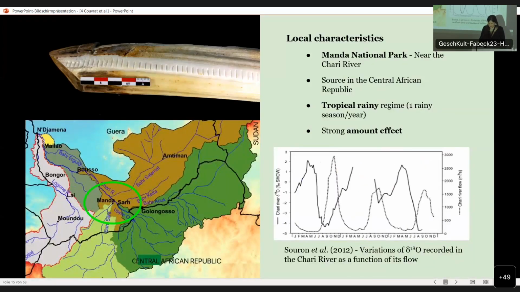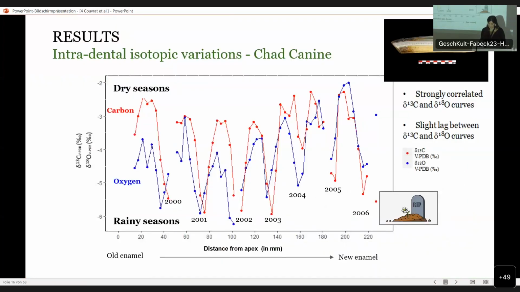This river has its source in the Central African Republic, and this locality has a tropical seasonal regime with one rainy season per year and a strong amount effect. The isotopic data of this canine is presented in this graph. In red, you can see the carbon, in blue, the oxygen isotopic ratio.